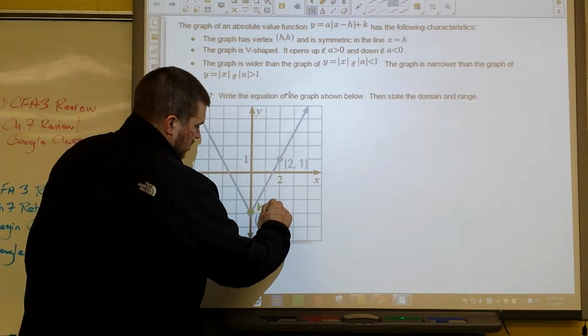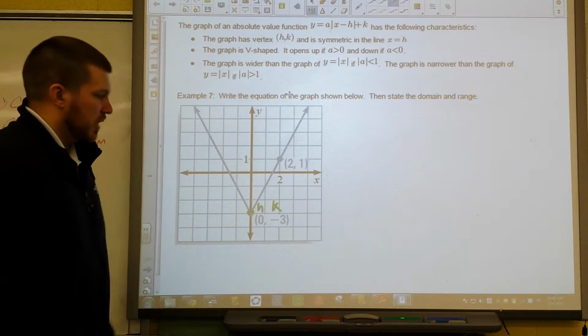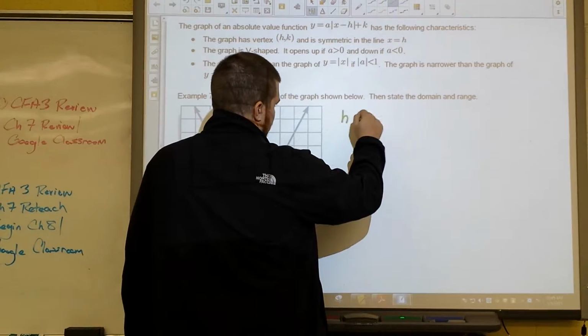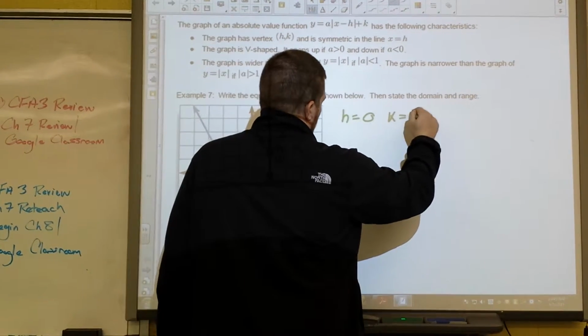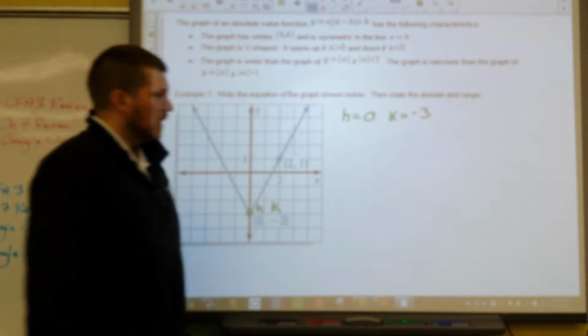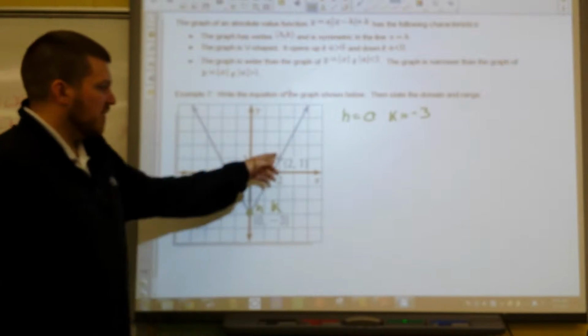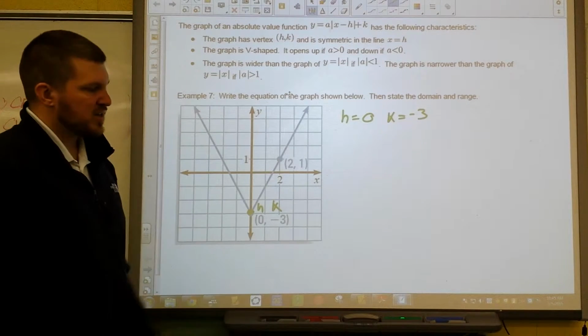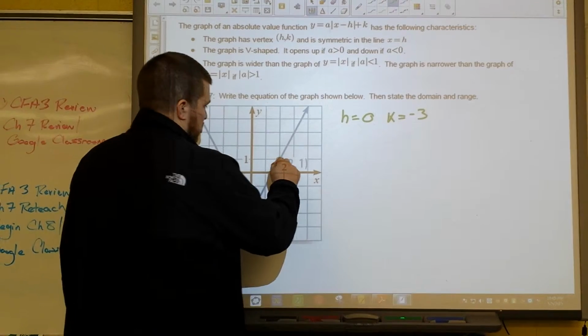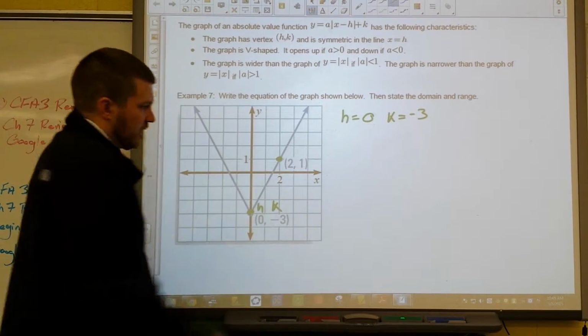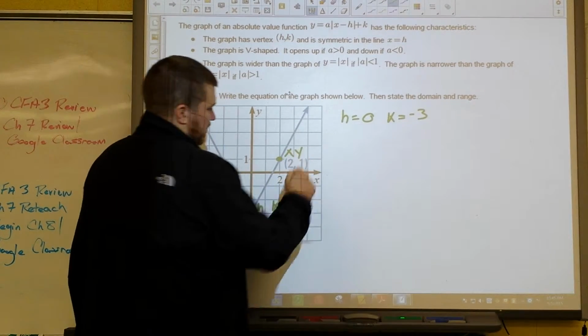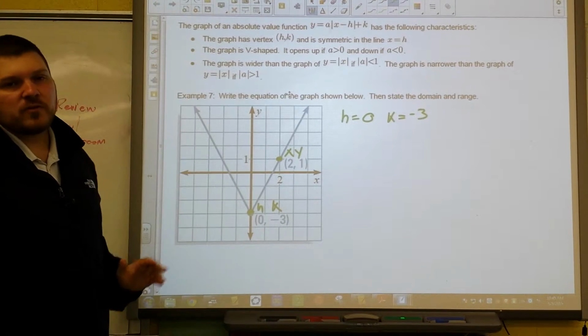Alright, well h and k is always my vertex, and it's always the point. So this is my h, this is my k. So h equals 0, k equals negative 3. Alright, so what I have now is some extra point, x, y. This is just some point that lives on the graph. Well, I probably need to use that. I don't have any information about a.